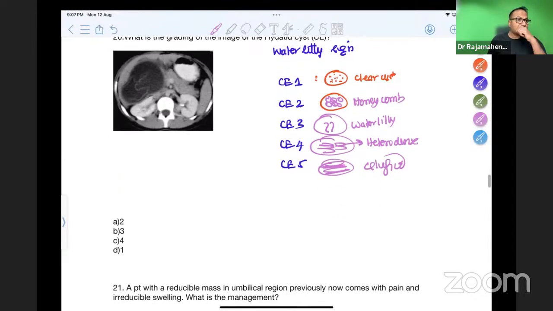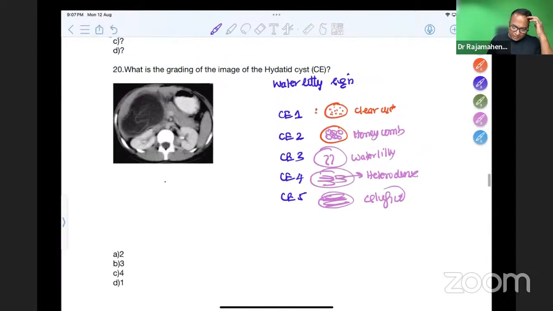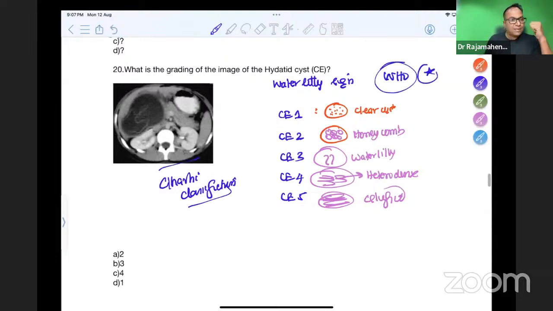This is CE classification. They have asked CE or Garby classification. Garby classification is actually outdated. Garby classification is no more given in Bailey and Love. In fact, I don't know the Garby classification now. So what is now followed is WHO classification. It is actually given in Bailey.